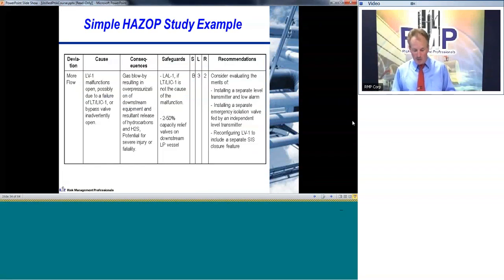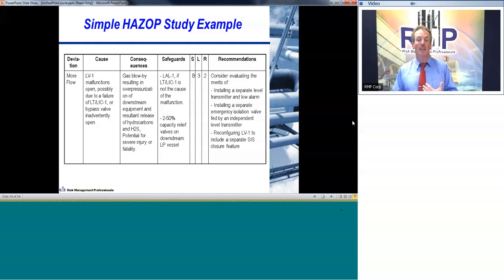Documentation results that are typically coming out of that is tabular, where you're trying to lay out the scenario, and this is an example based on the little system that we just looked at, where your causal event for one scenario is the level control valve malfunctioning open, and you might have some reset, maybe a controller failure, or even the bypass valve opening that causes the same effect. Consequences here can be gas blow by to a low pressure system.